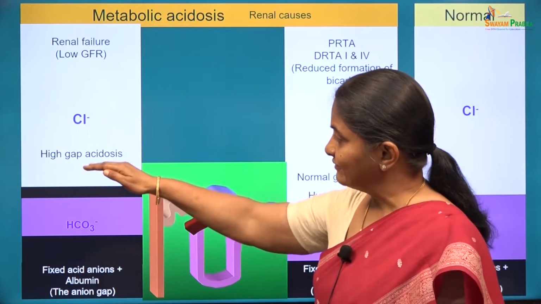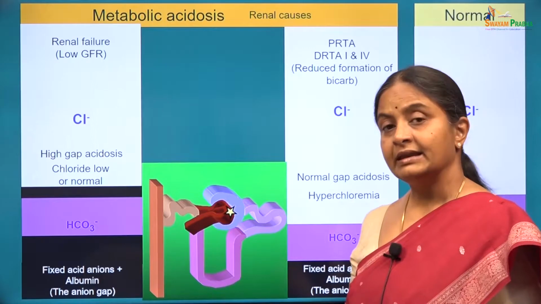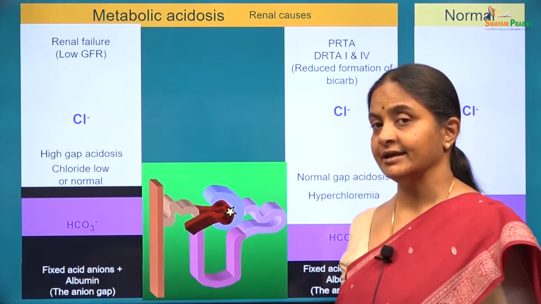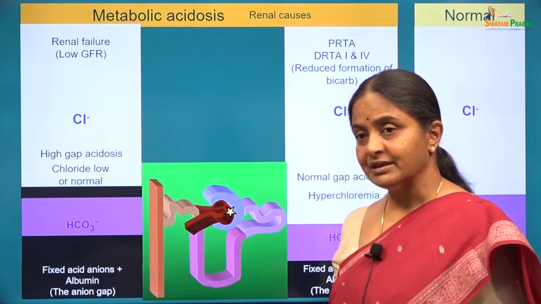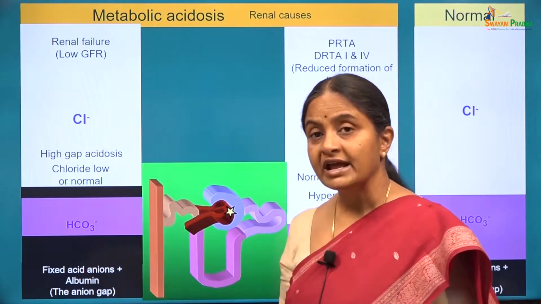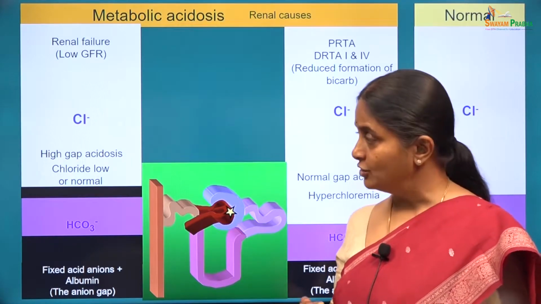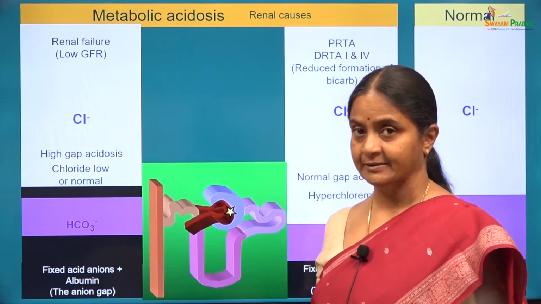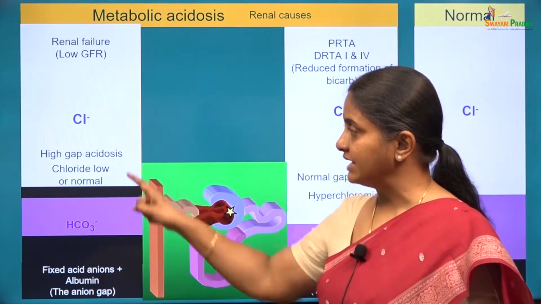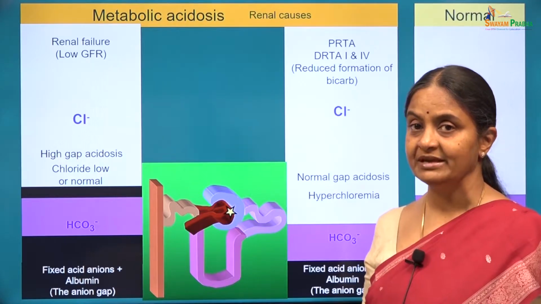Chloride levels may be normal or low, and in some states even higher. So, it would be inappropriate to comment on the chloride status in high gap acidosis categorically. It can be normal, low or even high. However, the anion gap when you calculate it from a serum electrolyte report will definitely be high.